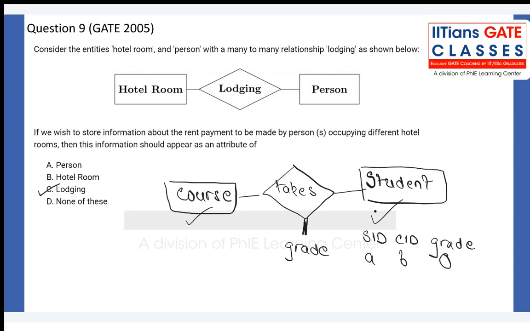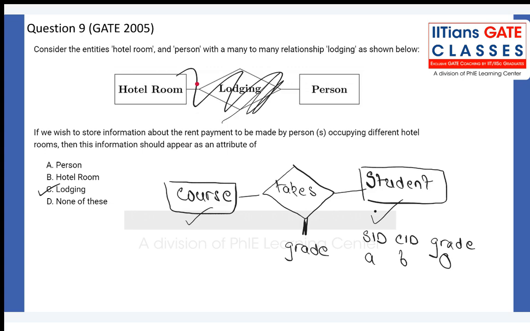But the practice is that always attributes that are part of a relation. Rent payment is an attribute only associated once you have this relation called lodging. If you do not have this relation at all, will you have a rent payment as one of the attributes of person? No. And why won't you have it?